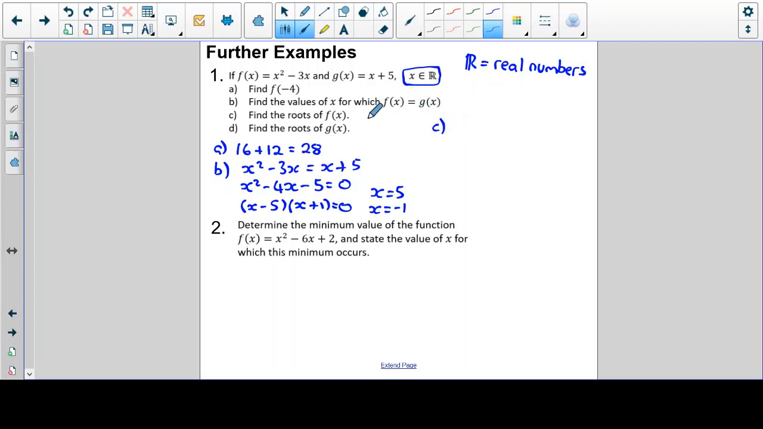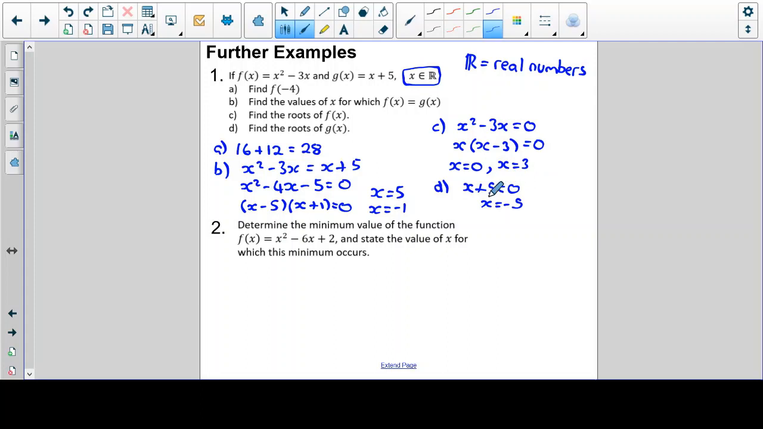At C, find the roots of f of x. Roots meaning when is it equal to 0? When is f of x equal to 0? Well, we can factorise that, giving us 2 roots. X equals 0, x equals 3. Same for part D. The roots of g of x. When is g of x equal to 0? When x is minus 5.